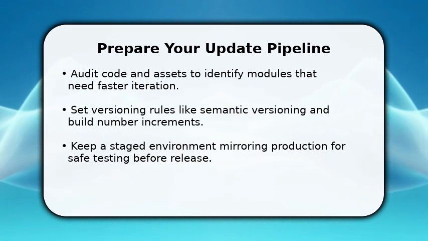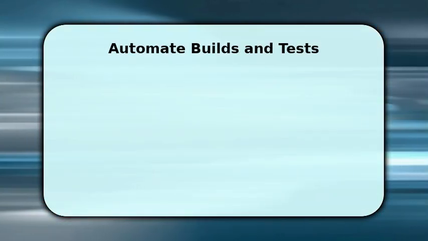Set up continuous integration to run automated builds and unit tests on each commit. Configure parallel runners to execute tests concurrently and reduce total pipeline time. Incorporate end-to-end tests and lightweight performance checks before creating distributable builds.